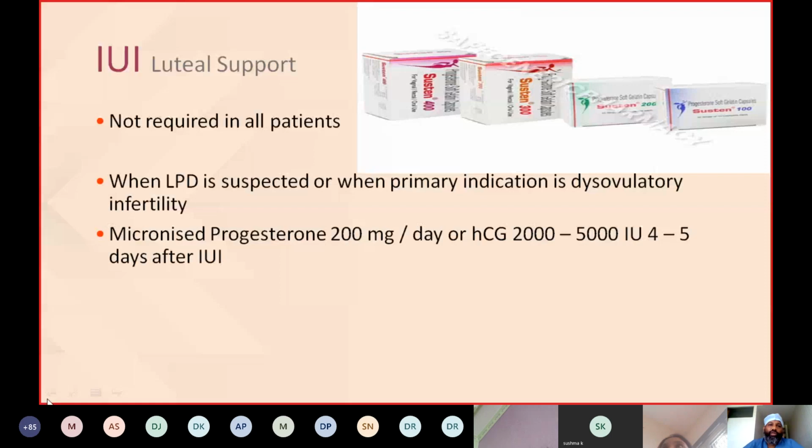So what luteal phase support is required for IUI? Generally not required. If you have given HCG, that itself takes care of luteal phase support, and the corpus luteum, after releasing the egg, whatever is remaining, helps in giving a good luteal phase support. When luteal phase deficiency is suspected, yes, you may need to administer some kind of luteal support. Micronized progesterone 200 or 400 milligram is good enough, or HCG can be used, but since its injection is painful, we don't advise it. We advise tablets, either oral or vaginal, as luteal phase support.